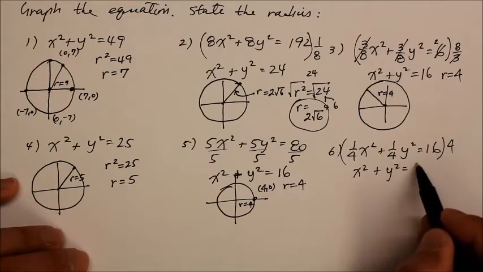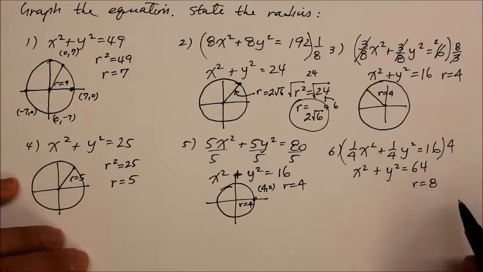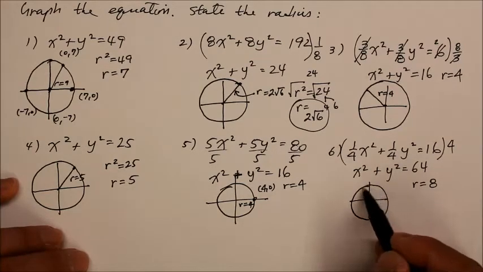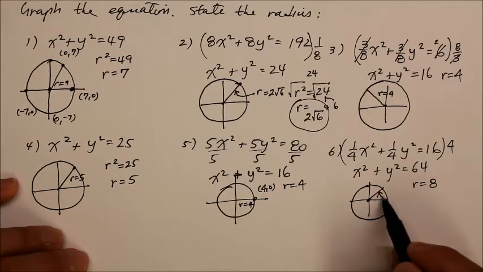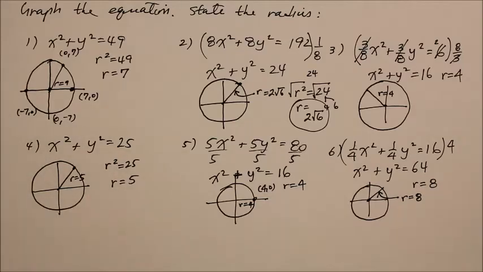And 4 times 16 is 64. Is that the radius? It's the square root of that. Therefore, it's going to be 8. And therefore, once again, when you draw the circle, just simply say the distance from the center to the point of a circumference, that distance is the radius indicated by 8. There you go.